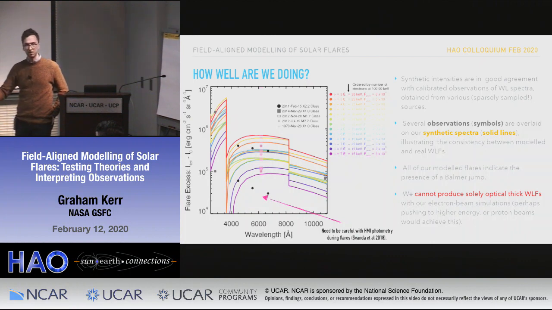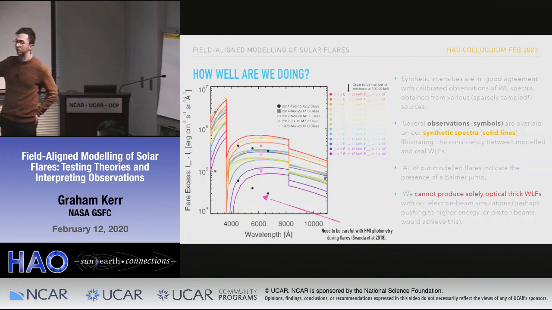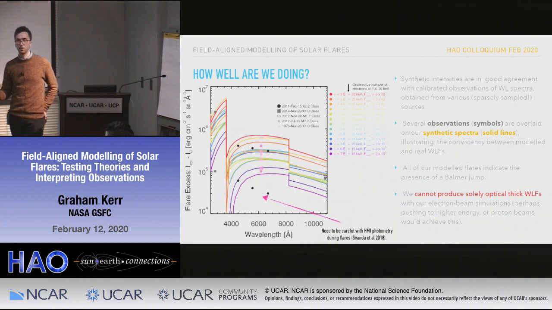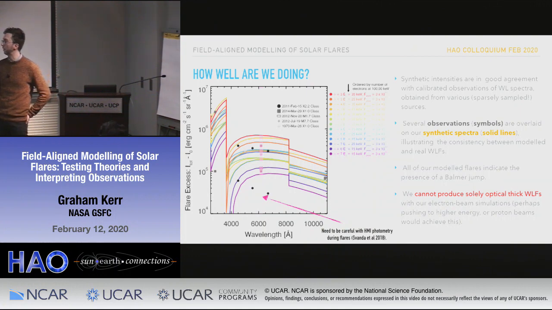We didn't set out to model any specific flare with any specific pattern. And so we're not expecting these all to line up on one of these curves. But the fact that they're all kind of in this ballpark is encouraging. We don't have observations up here, for example, out with the range. A point to note here is that all of our synthetic results have a Balmer jump. We weren't able, using the standard model for flares, to produce any sources that did not have a Balmer jump. And we're not able to produce any solely optically thick white light flares.